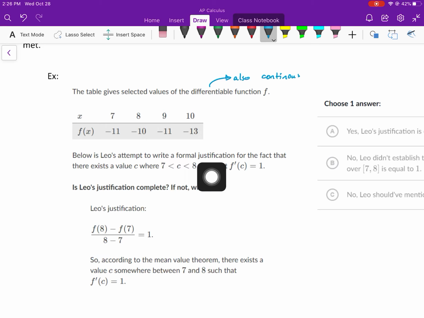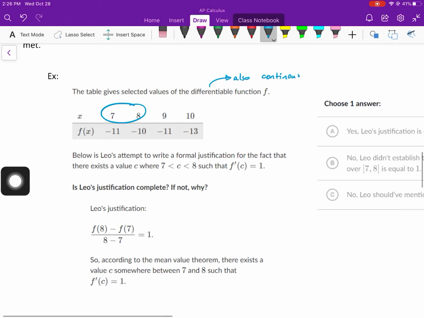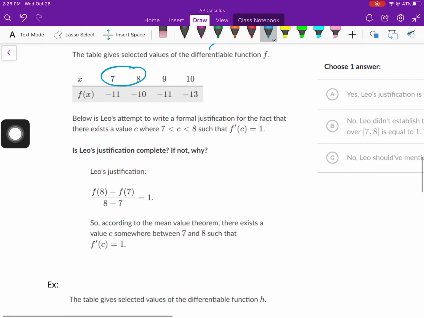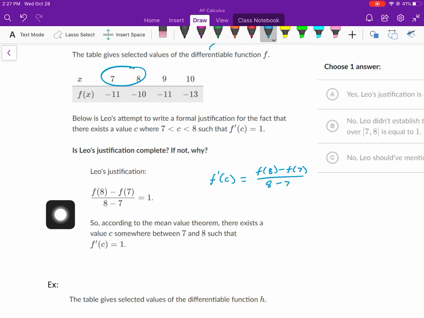So below is Leo's attempt to write a formal justification for the fact that there exists a value c in this interval in which the derivative, the instantaneous rate of change, equals 1. So we want to find where that average rate of change equals 1. So between 7 and 8, does the average rate of change equal 1? And does he establish the continuity and differentiability? So let's look. His justification, he does the average rate of change, finds that it's 1. So he's saying, hey, because of that, f prime of c must equal that average rate of change of 1 somewhere in the interval. You know, if you were to look at that definition of f of b minus f of a over b minus a, it would be true. But does he establish that differentiability and continuity?